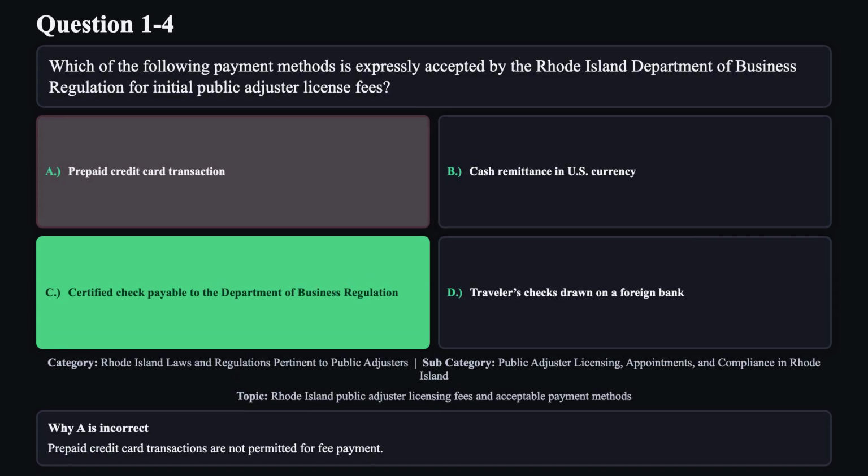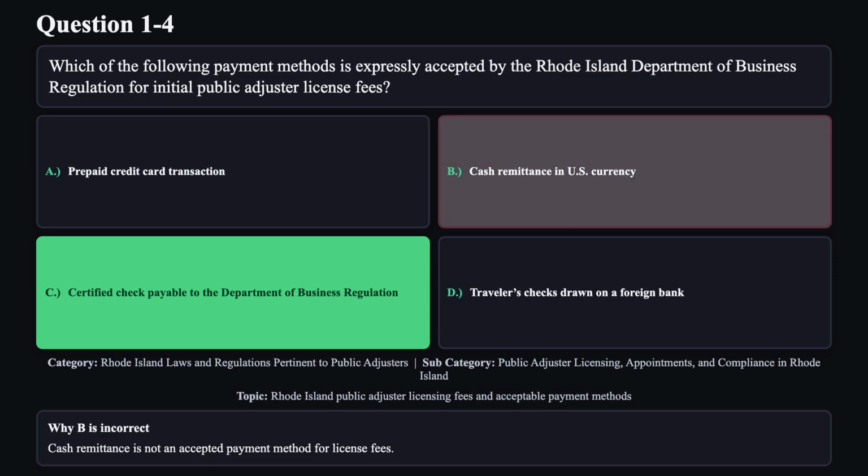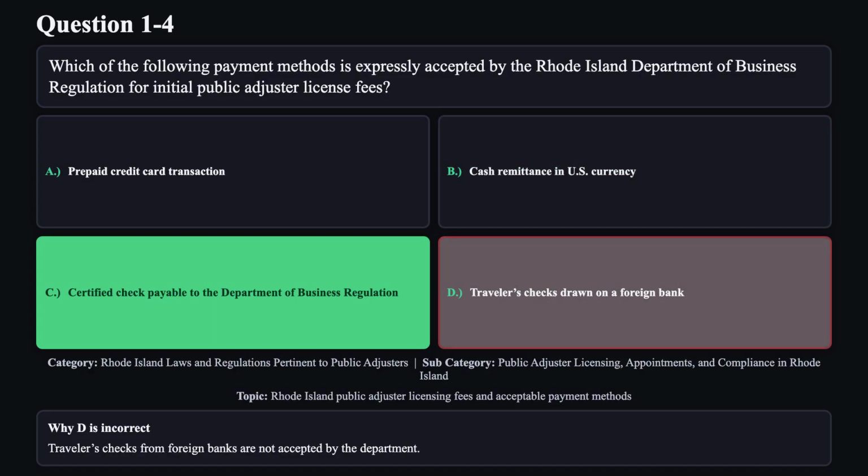Reason A is not correct. Prepaid credit card transactions are not permitted for fee payment. Reason B is not correct. Cash remittance is not an accepted payment method for license fees. Reason D is not correct. Travelers' checks from foreign banks are not accepted by the department.